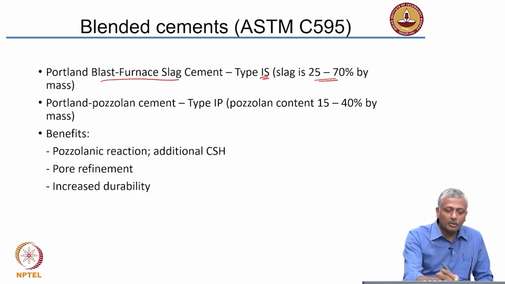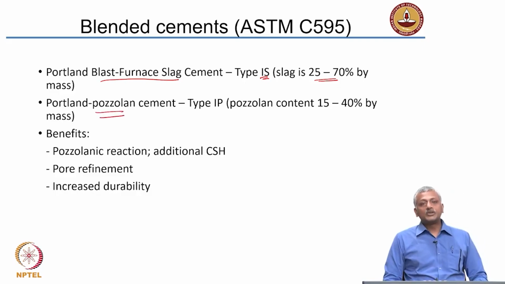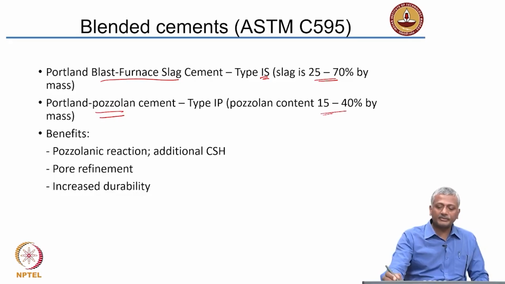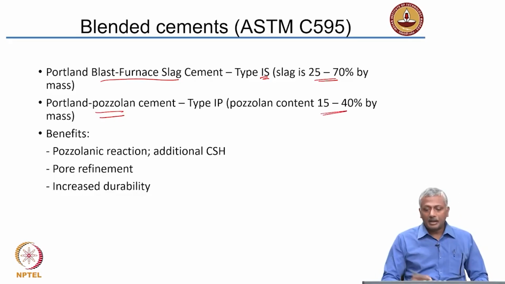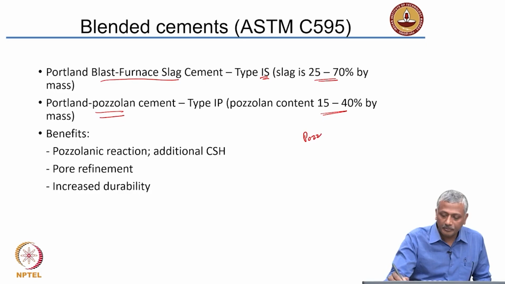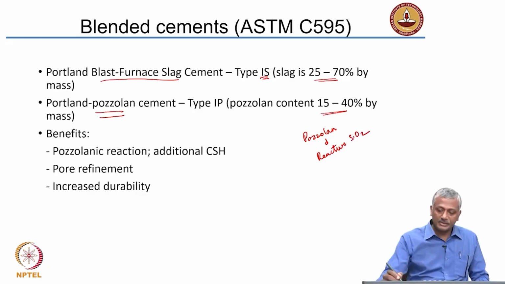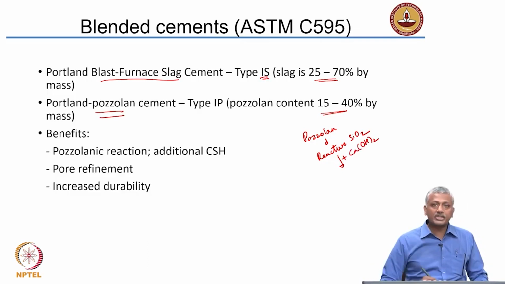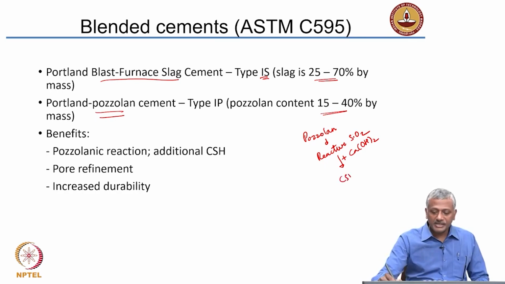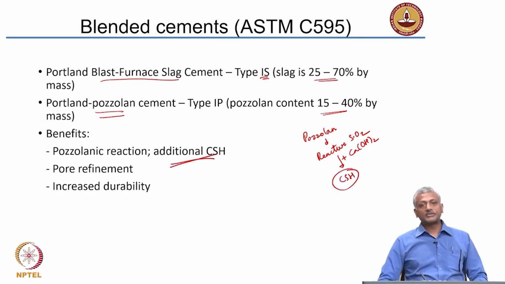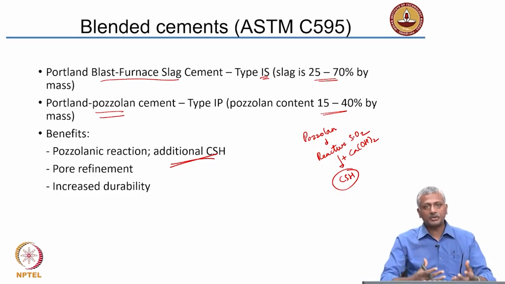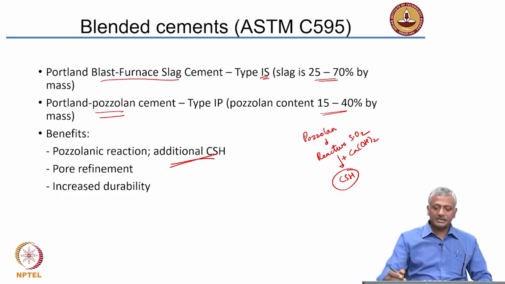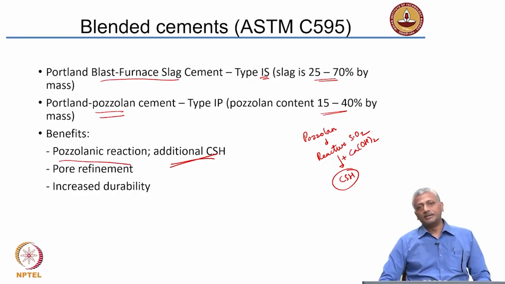You can also have what is called a Portland pozzolan cement, in which case we use a smaller replacement of 15 to 40% of the cement by a pozzolan. A pozzolan is nothing but reactive silica. It combines with the calcium hydroxide that forms from the reaction of cement hydration to produce more CSH. That is what the pozzolan does. It basically combines with the calcium oxide to produce more CSH, and this reaction is called the pozzolanic reaction.